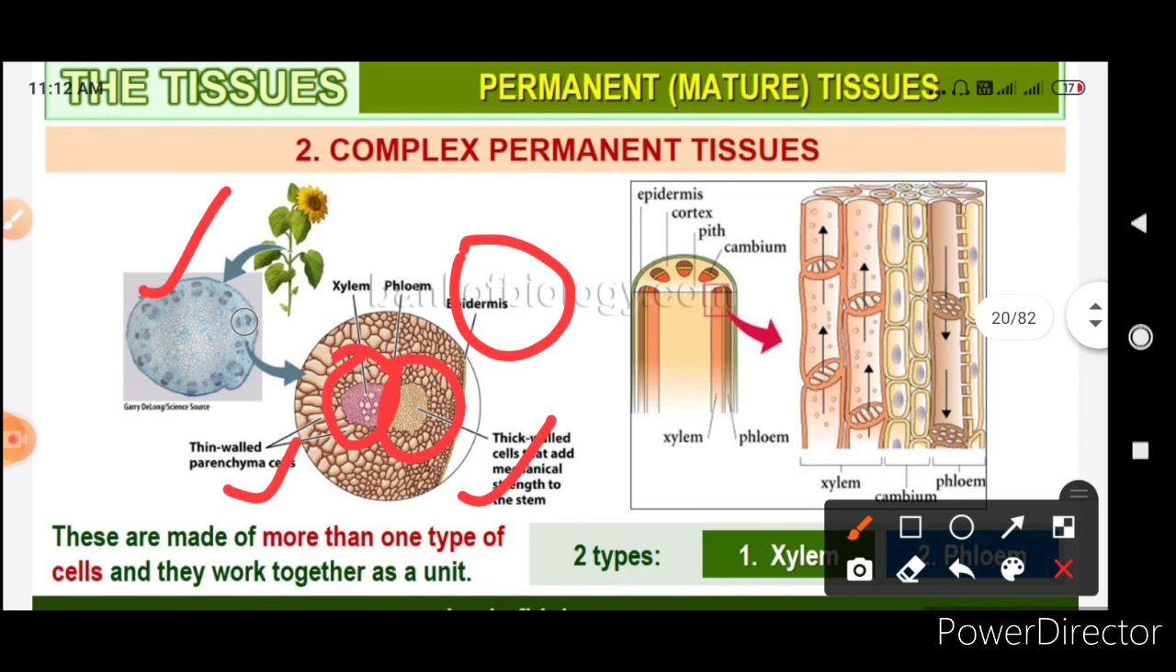Okay, here you can say this is the xylem part and this is the cambium. You will see what is cambium later, and this is the phloem.